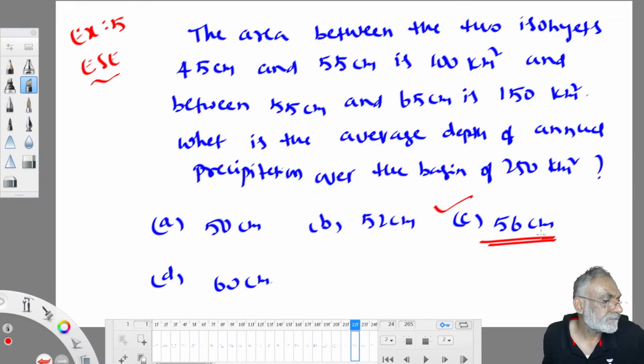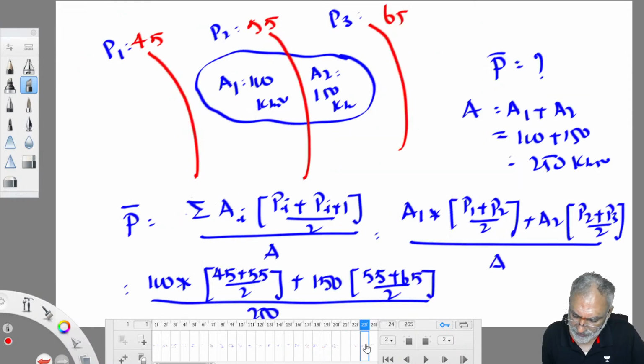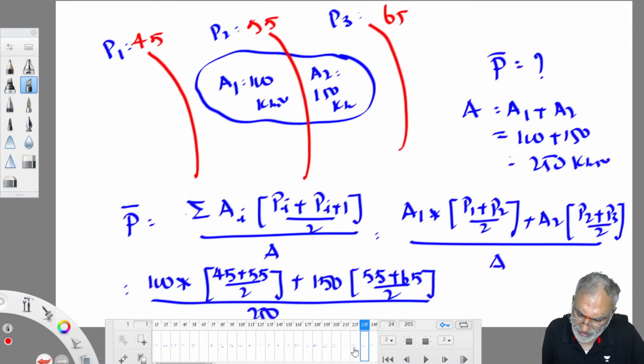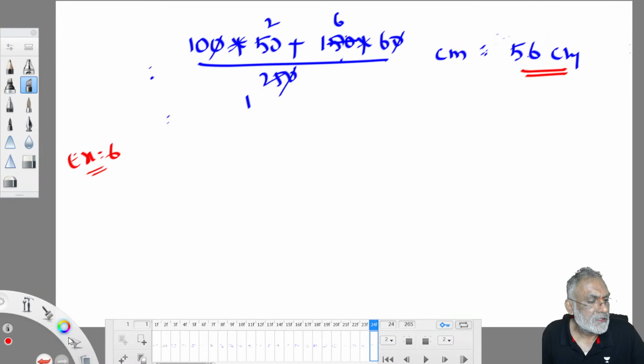Understood? So I thought of starting frequency analysis also, but I could not start frequency analysis because this is not yet completed. One more, let us try. One more question for this method. Example 6. So this question is also given like this. The isohyets due to a storm in a catchment were drawn.